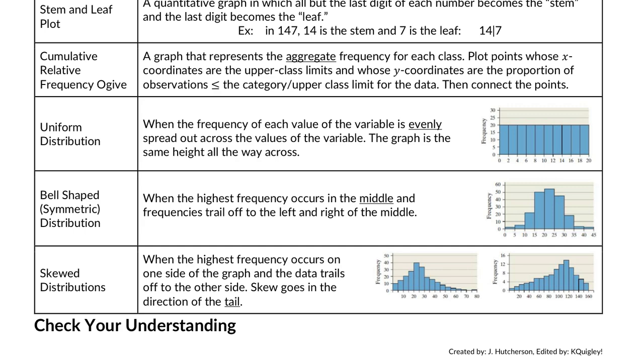Then we have our skewed distributions. We talked about this already. A skewed distribution occurs when the highest frequency occurs on one side of the graph and the data trails off to the other side. The name of the skew goes in the direction of the tail. Since this one has its most on the left and is trailing off to the right, what would we call this? Skewed right. And since the other one has more of the data on the right and trails off to the left, you would say that this is skewed left.